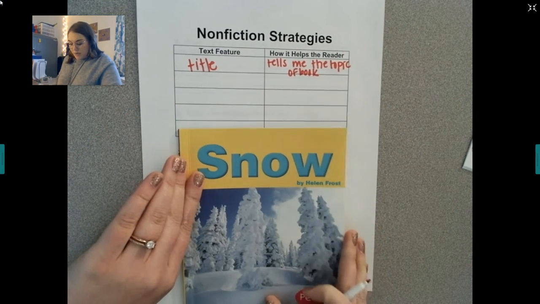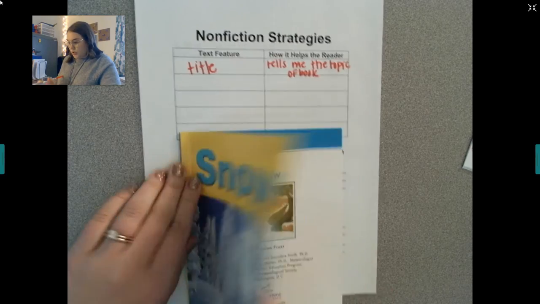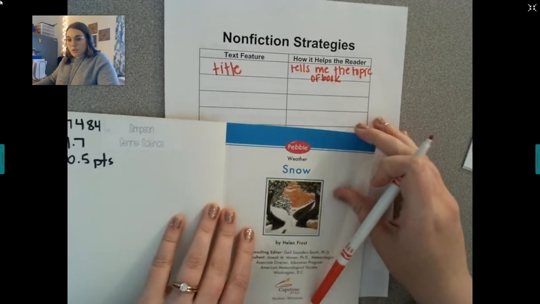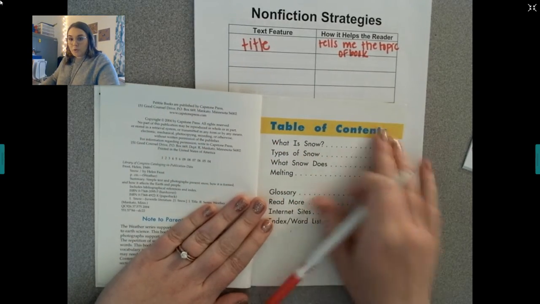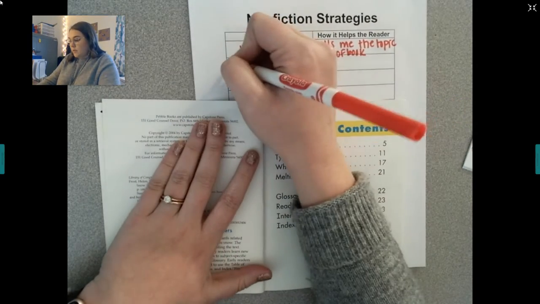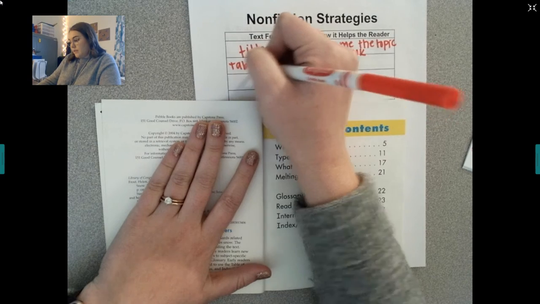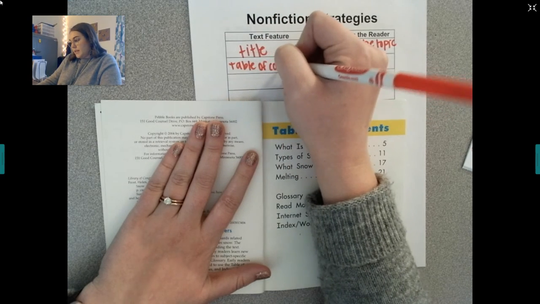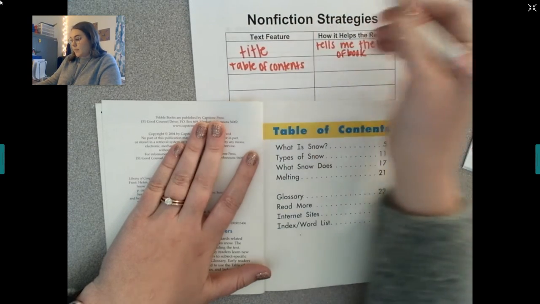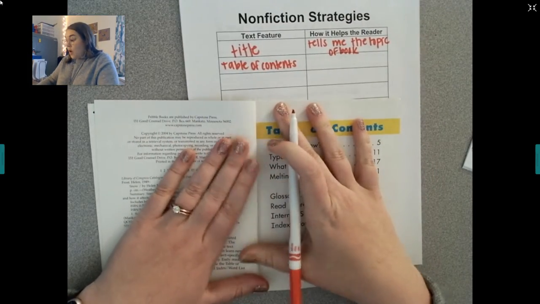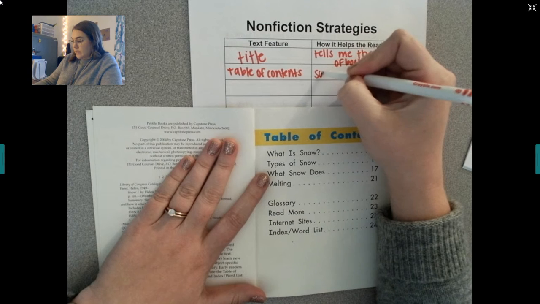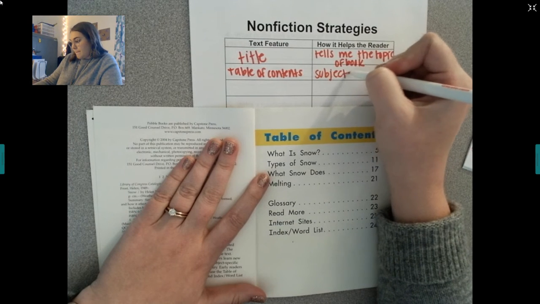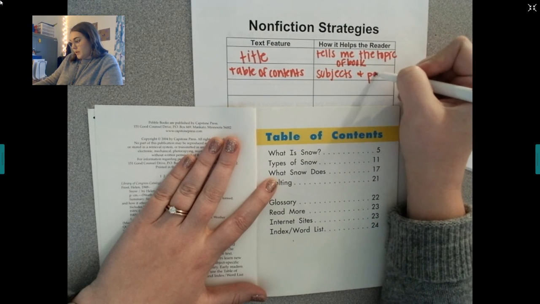Okay, so now I am going to look through here before I even read it and see if I can find anything else. And lo and behold, what do I find? A table of contents. And a table of contents, you just have to tell me how it helps the reader. So what is a table of contents? Well, it has subjects and their page numbers.